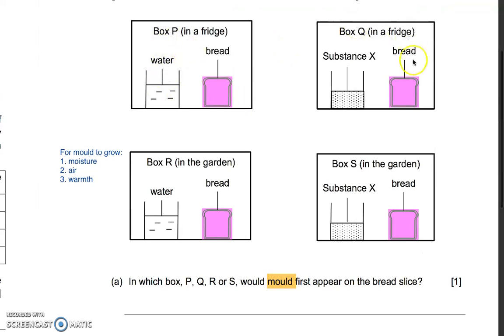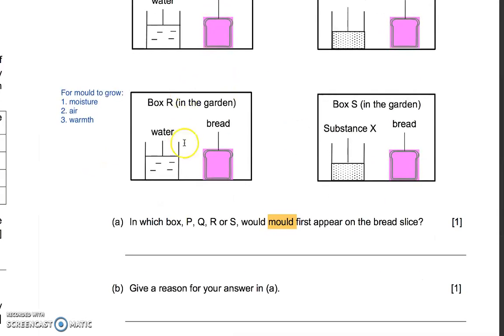So if it's in a fridge, will it be warm? No, it will not be warm. So P and Q is actually going to take a longer time. So let's look at R and S. R has water, which is moisture, but S actually has X, which is your substance that removes moisture. So without moisture, S, although it's in the garden, it has warmth, it has air, but it's not able to grow. So the box in which your mould will grow first is actually box R.